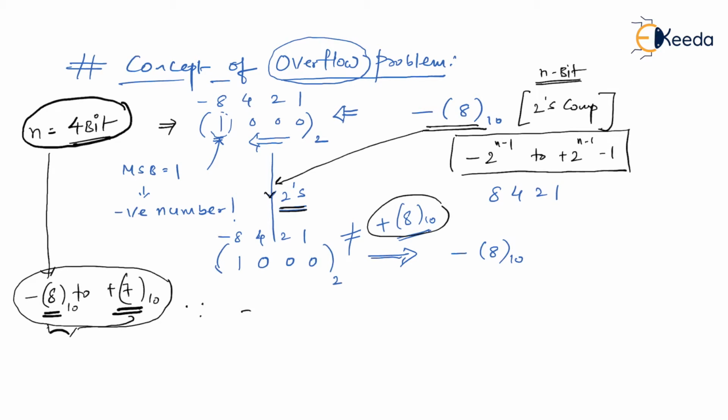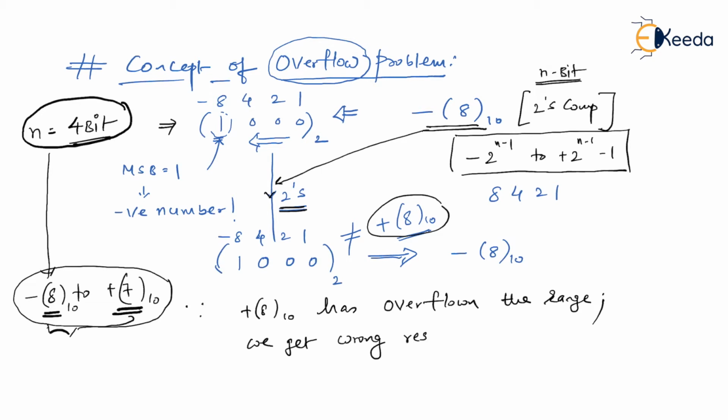Since positive 8 to the base 10 has overflown the range, we get the wrong result. I hope you understand that. Getting the wrong result is not desirable, and therefore it is called a problem. But of course, if there is a problem, there has to be a solution. The solution is very simple. It comes from common sense.